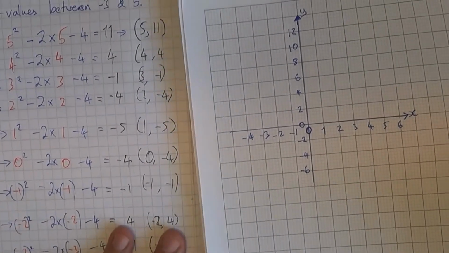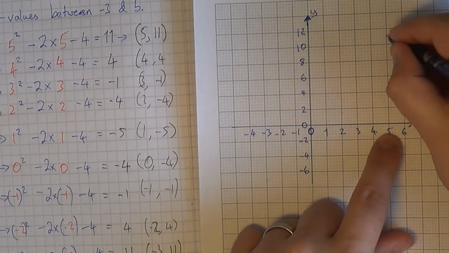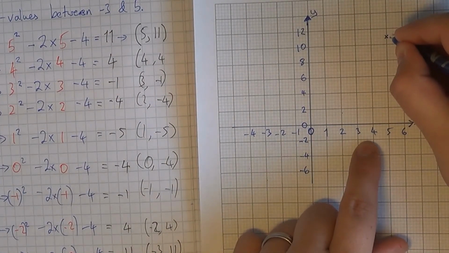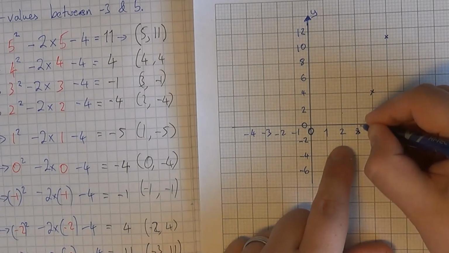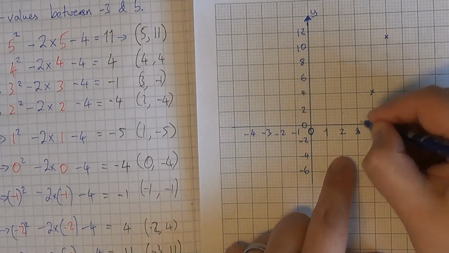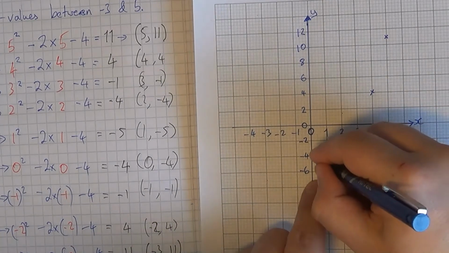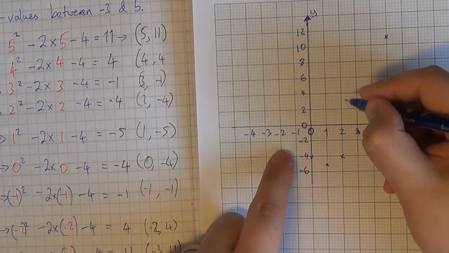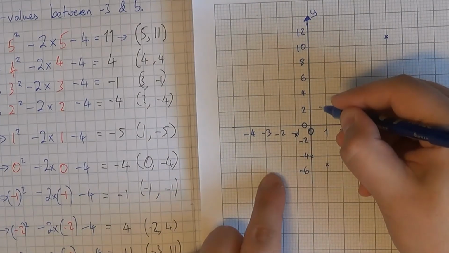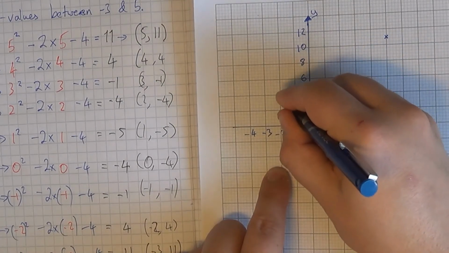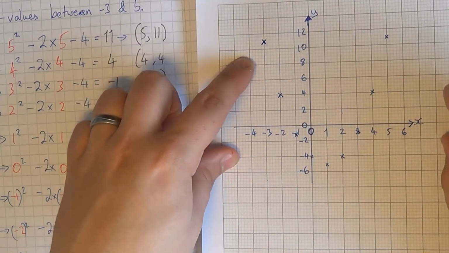So the coordinates are all here. I think they all fit on the screen nicely. Starting at the top, 5, 11 is 5 right, 11 up. That is there. 4, 4. 3, -1. 2, -4. 1, -5. 0, -4. -1, -1. -2, 4. And -3, 11. Notice that I'm using crosses, not dots for my coordinates.